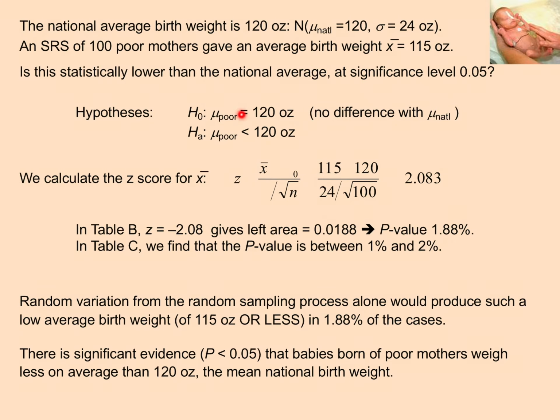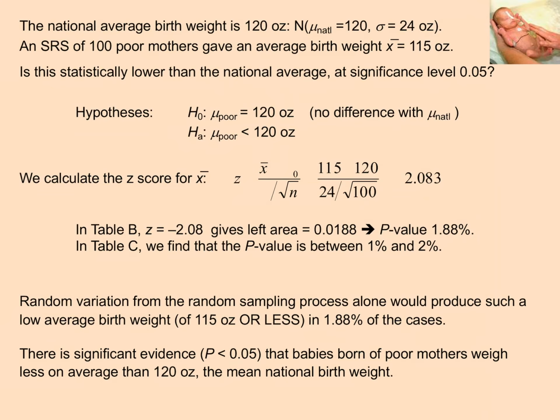We have two hypotheses. Our null hypothesis is that the population mean among the poor is 120 ounces. That's a way of saying that the population mean of the poor and the population mean of everybody else is the same, so we only have one population with regard to birth weight. The alternative is that the population mean among the poor is lower or less than 120 ounces. All right, so this is a one-sided test, one-sided alternative.